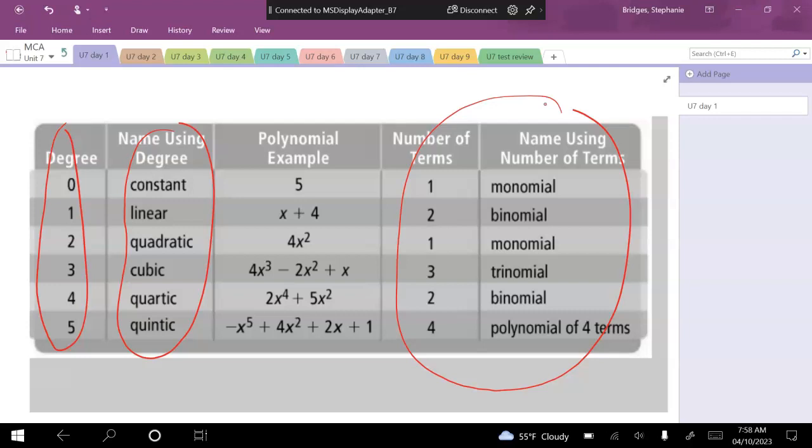On your quiz, I'll give you an example and I'll say classify it by the number of terms, okay, monomial, binomial, trinomial, polynomial, and then also classify it by its degree. A degree of 0 would be a constant. If your degree is 1, that means you only have one variable and its exponent is 1. That is called linear. If the degree of your highest term is 2, and x squared, or whatever the variable is, squared, that's a quadratic. If your degree is 3, it is a cubic.